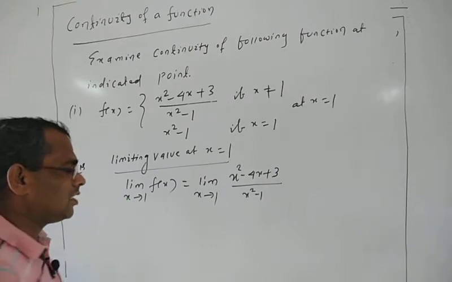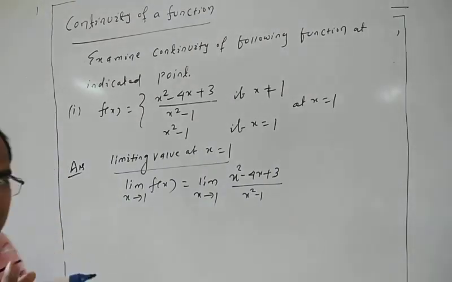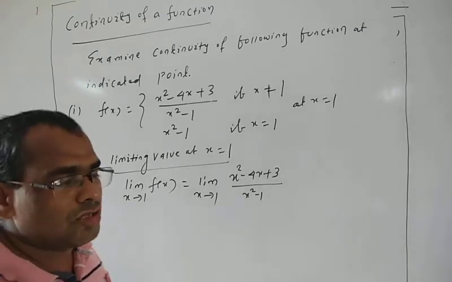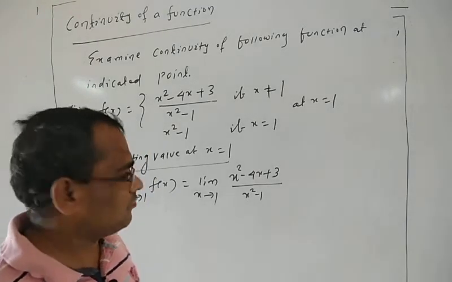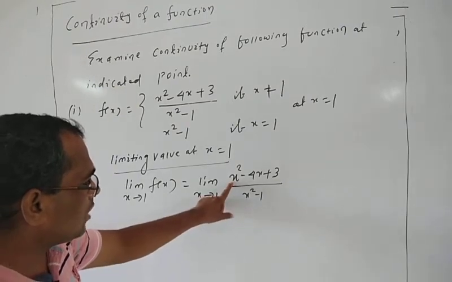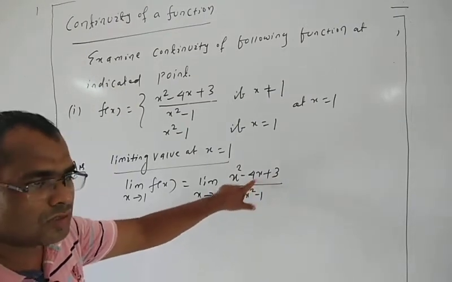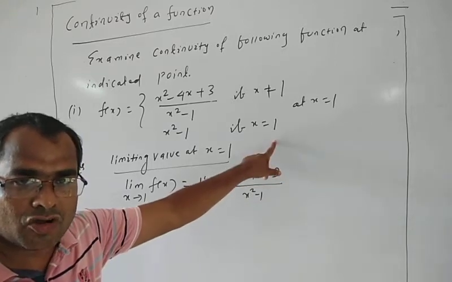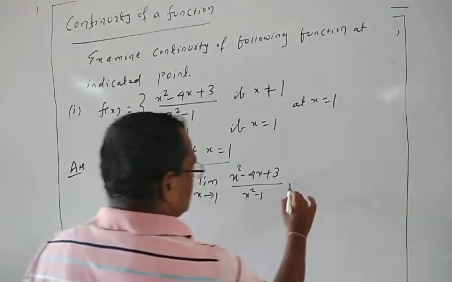So how to find a limit? First method is the direct substitution method. If the direct method fails, then you have to go to the factorization method. So if we put x is equal to 1, here 1 minus 4 plus 3, that is 0, and the denominator part is also 0. Numerator is 0, denominator is 0. So this is 0 by 0 form.